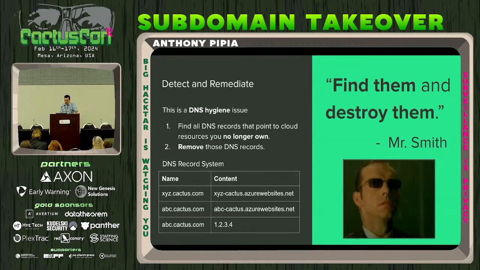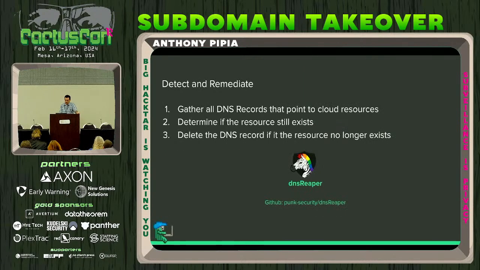And because our hacker has taken those over, or because they're vulnerable to subdomain takeover, we need to delete those records, right? Those need to go because they're opening you up to subdomain takeover. The challenge is finding those records. So gather all the DNS records that point to a cloud resource. How easy is that to do?